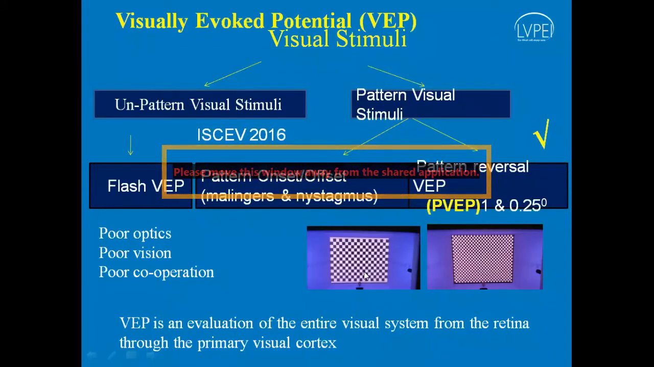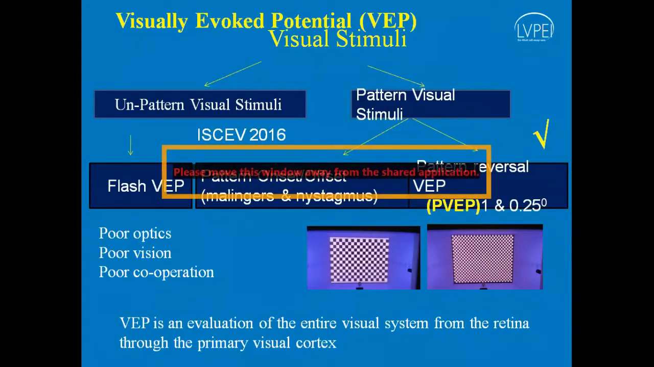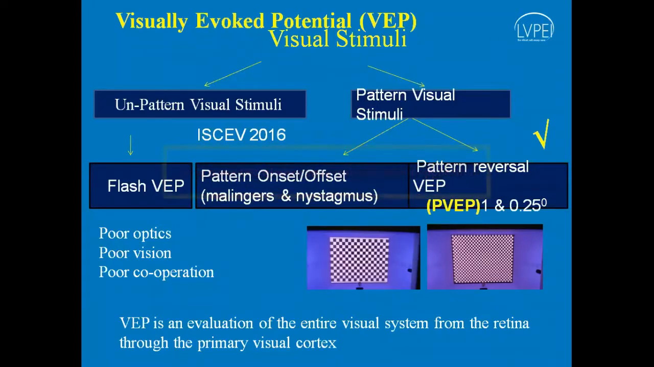Now the next one is pattern onset and offset. Here, in the pattern visual evoked potential, the subject has to have a good fixation. Unless the subject fixates well, you won't get a good response. Sometimes those who are malingerers might deliberately not fixate on the target. In those cases, one needs to do the test very fast, and this is what happens in stimulus onset and offset. The stimulus is shown and immediately disappears. So this type of stimulus is useful in diagnosing malingerers, and also useful for subjects who have nystagmus.